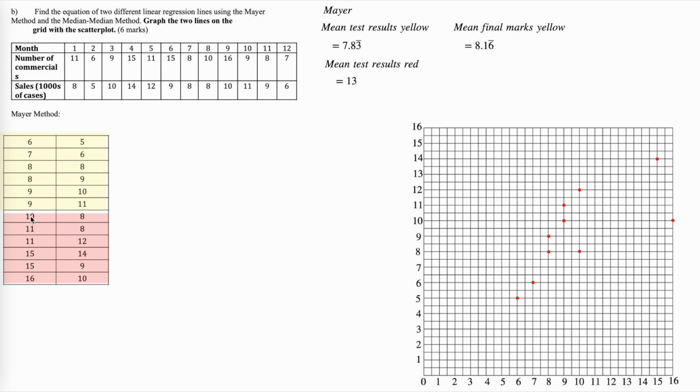Then I'm going to take the mean of the results in red. So I add these all together, divide by 6, that gives me 13. Then I do the mean final marks that are in red, add these together, divide by 6, and that gives me 10.16 repeating. These are my 2 points, and I'm looking for a line that goes through these 2 points.